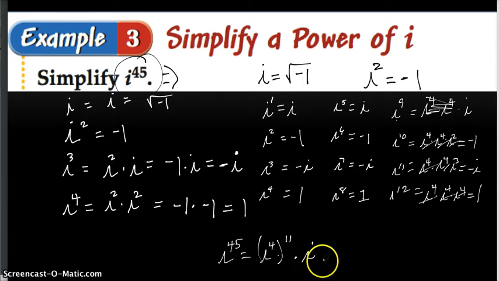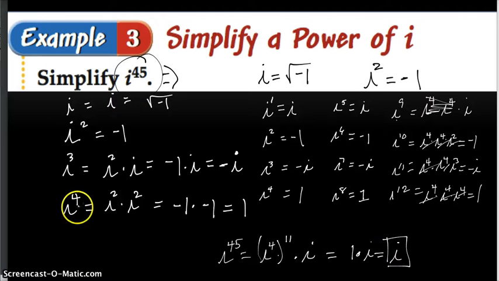Think about that for a second. And now, if this is i to the 4th, that's just 1 to the 11th power, which is just 1, times i, which is i. So i to the 45th power is i.